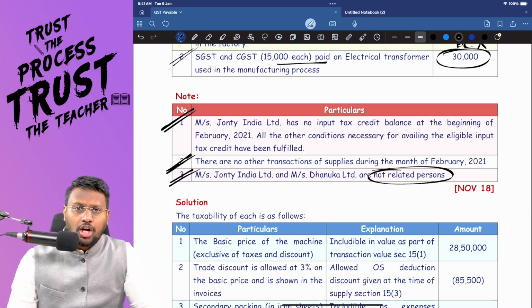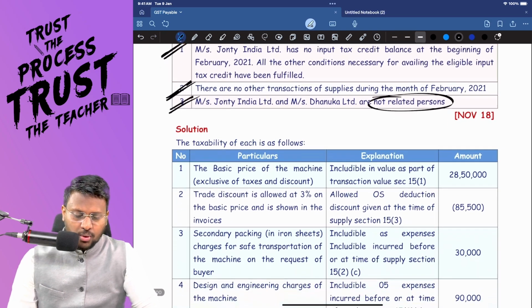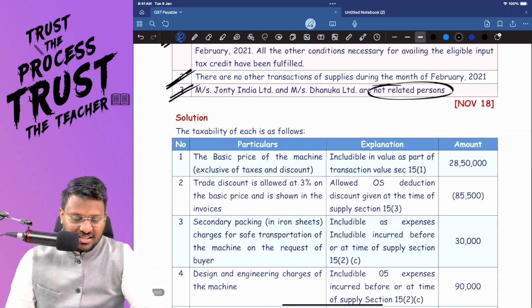Since they are not related persons, it will not get affected, because there should be supply of goods or services or both. Such supply should be to an unrelated person and price should be the sole consideration. If the SRS condition is satisfied, my dear lovable students, then transaction value is equal to assessable value. Sir, always there will be a doubt: what is transaction value? Transaction value means price actually paid or payable. With this background, we are going to discuss the answer.